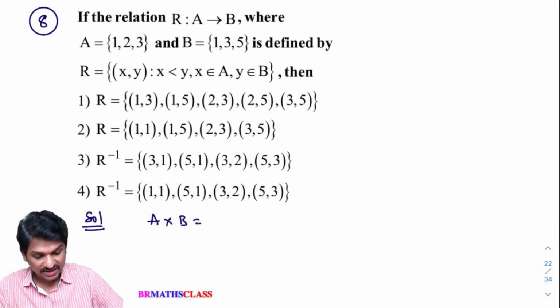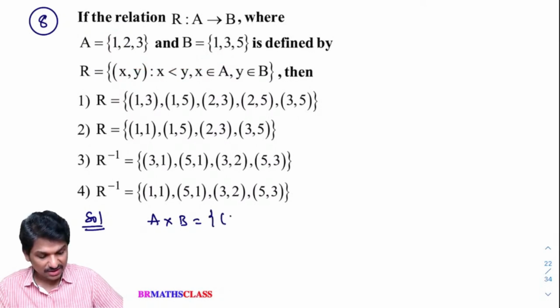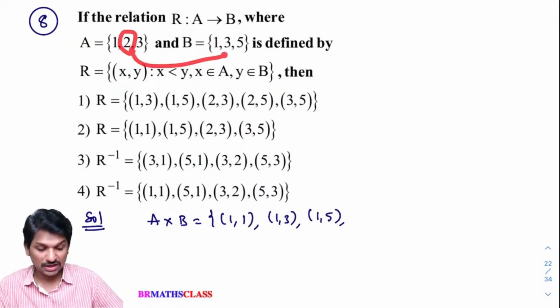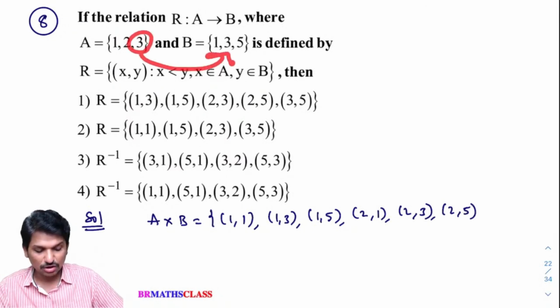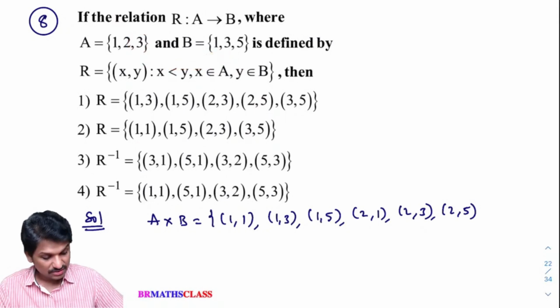Solution, first I will calculate A cross B. Okay. You can look here, set A is there, take 1 and pair it with all the elements of set B. What will you get? 1 comma 1, 1 comma 3, 1 comma 5. You write A cross B is 1 comma 1, 1 comma 3, 1 comma 5. Now take the second element 2 and pair with all the elements of this set. What will you get? 2 comma 1, 2 comma 3, 2 comma 5. Good. Now take the third element and pair with all the elements of this set. 3 comma 1, 3 comma 3, 3 comma 5.